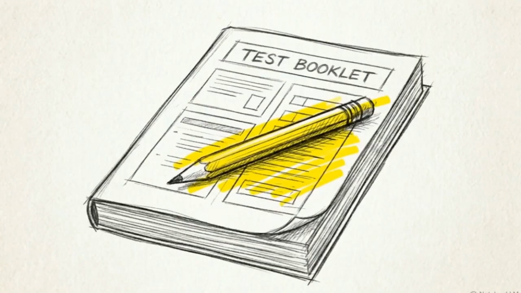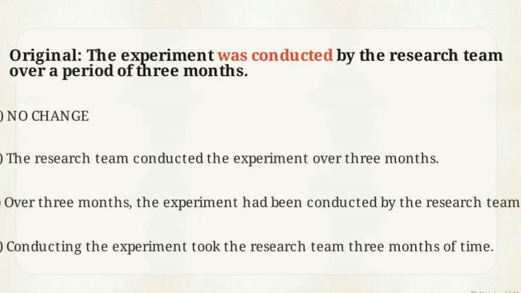This logic works for your personal essays, but it is also a major focus of the SAT writing section. Here is a real-style SAT question. The experiment was conducted by the research team over a period of 3 months. Take 5 seconds to pick the best revision. The correct answer is B. Just like our 3-step process, it successfully moves the doer, the research team, to the start of the sentence.